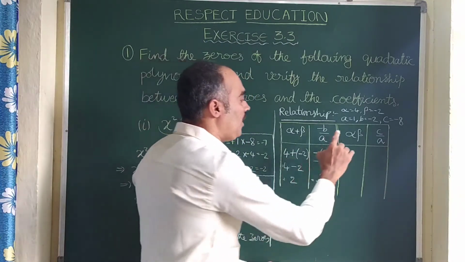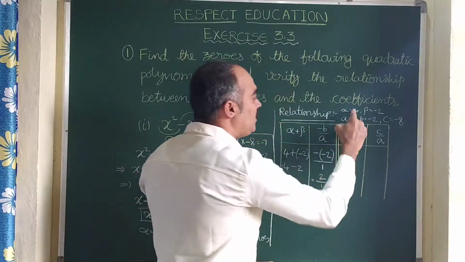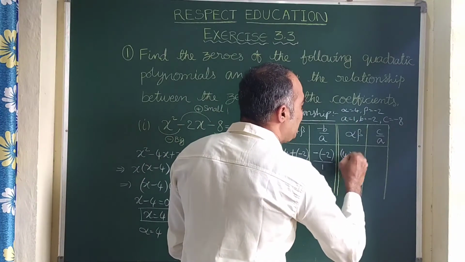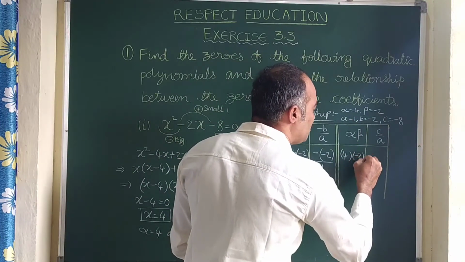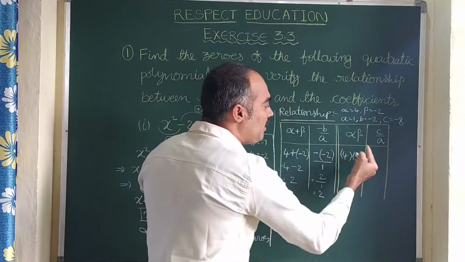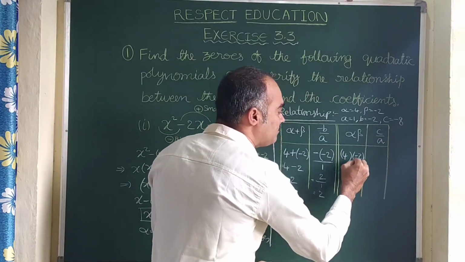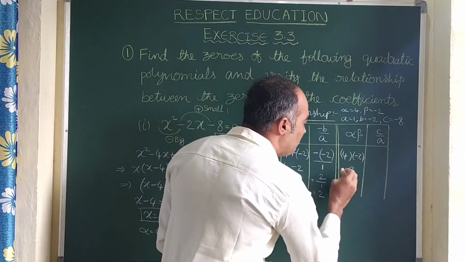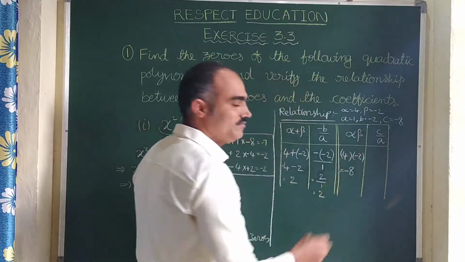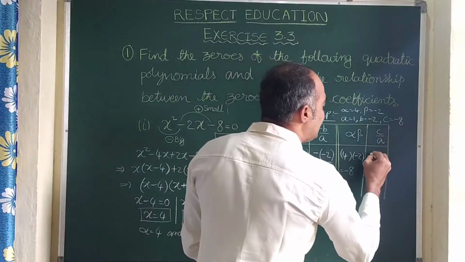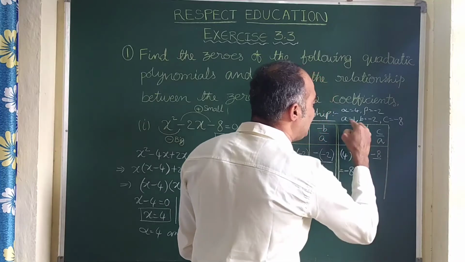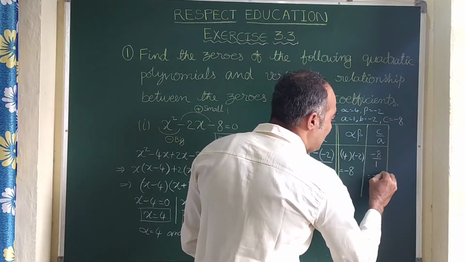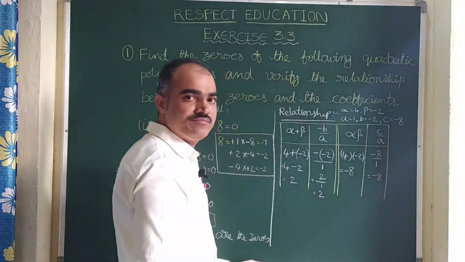Clear? Now alpha into beta, alpha is 4 into beta, beta is minus 2. 4 into minus 2 is minus 8. This value is minus 8. c by a, c is minus 8 by a is 1. So minus 8 by 1 is minus 8.